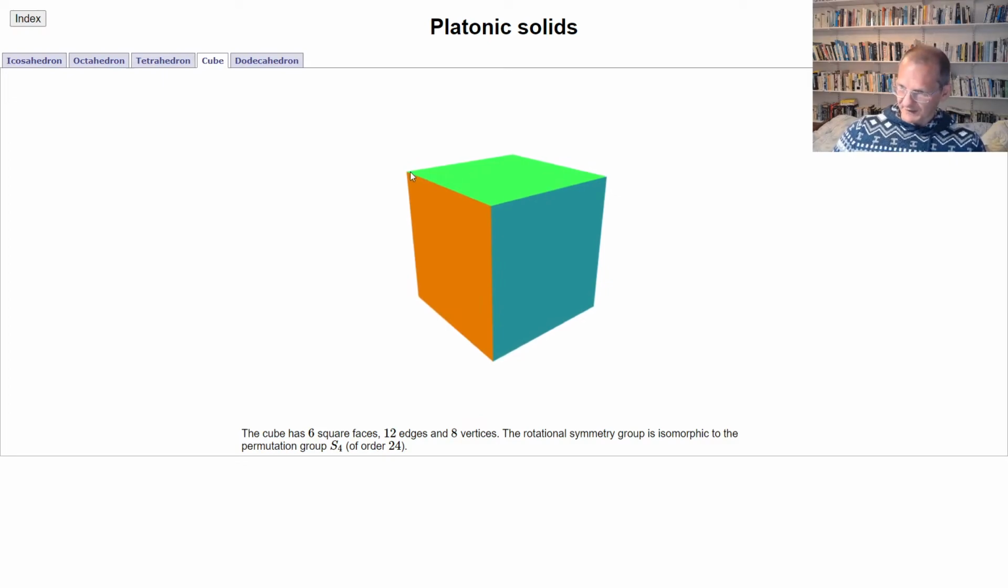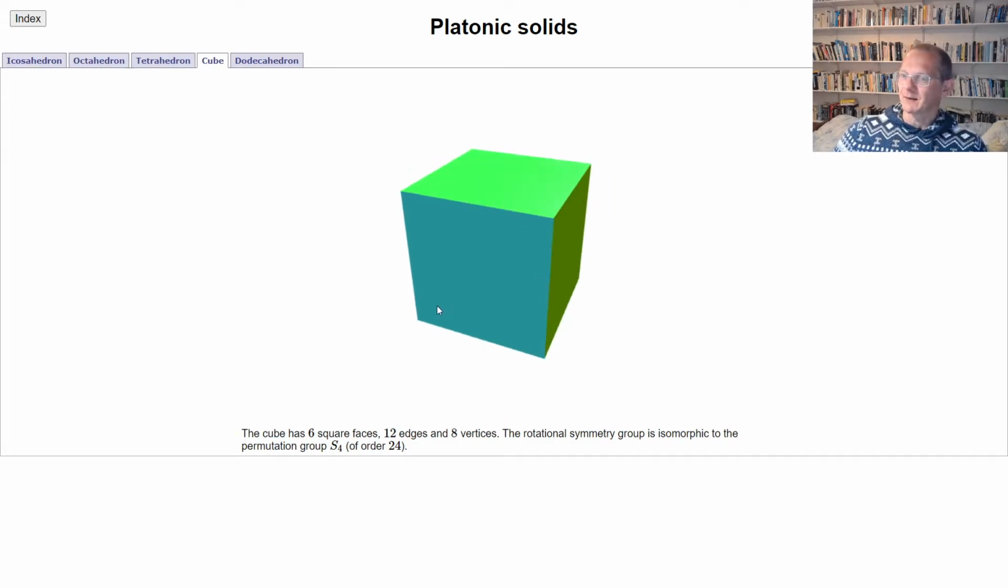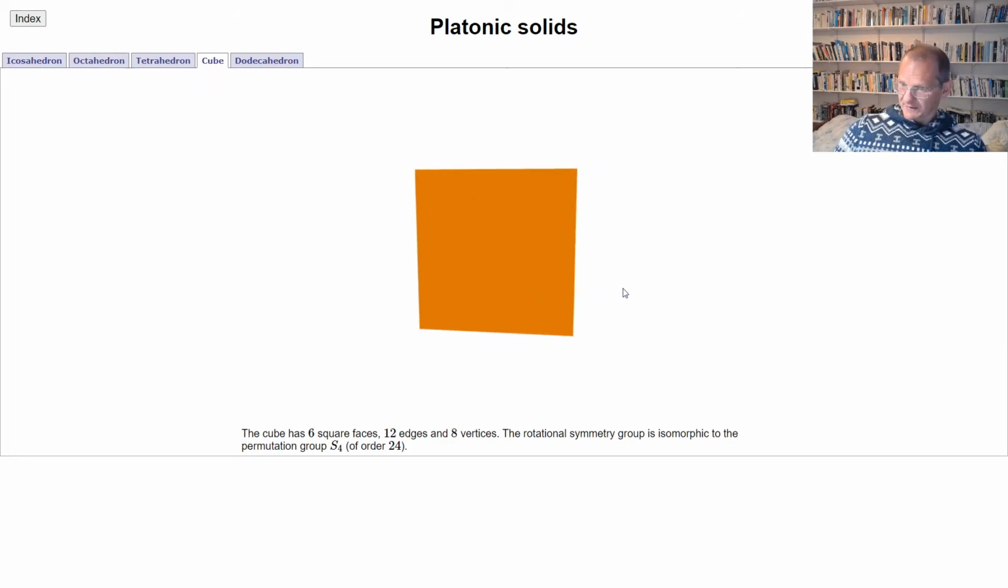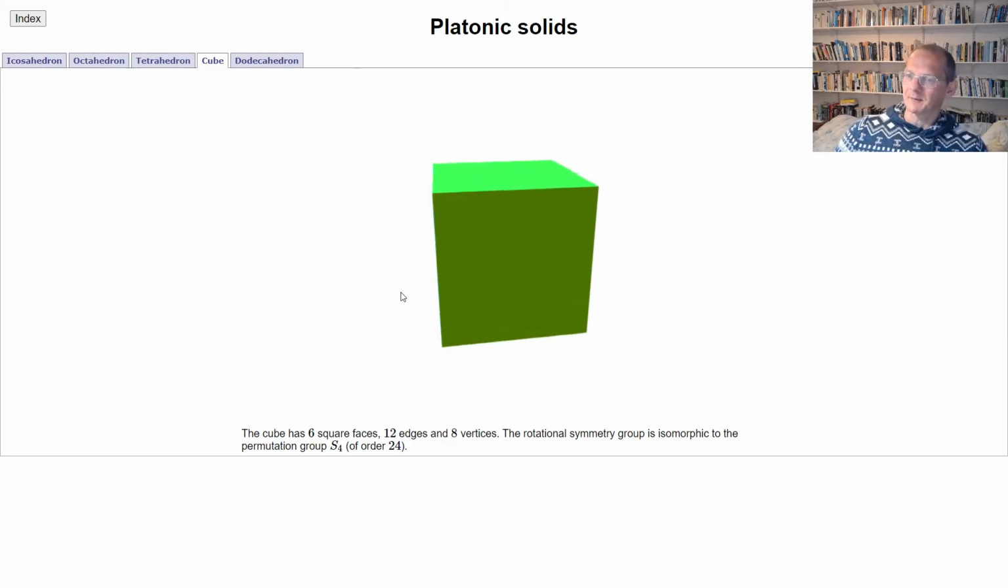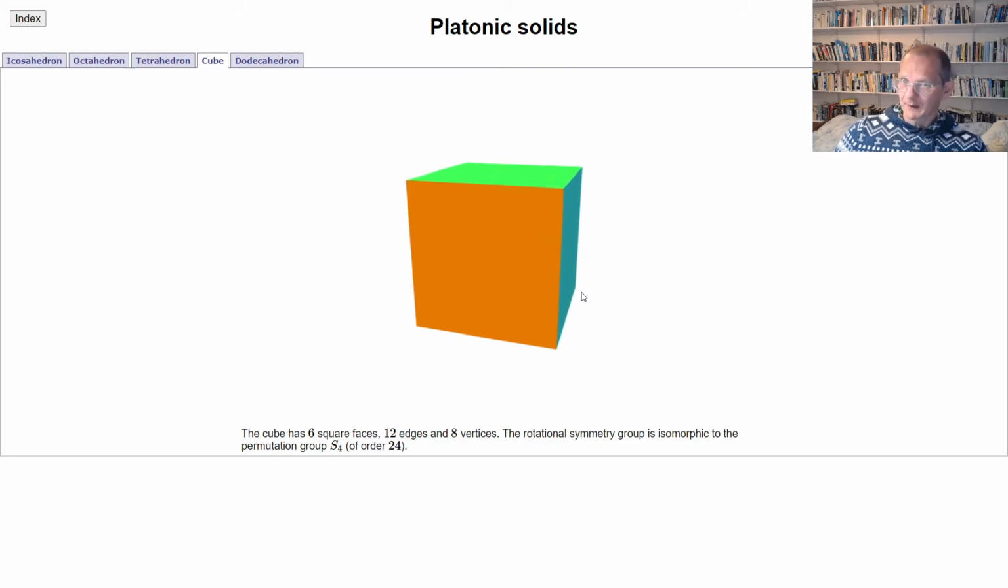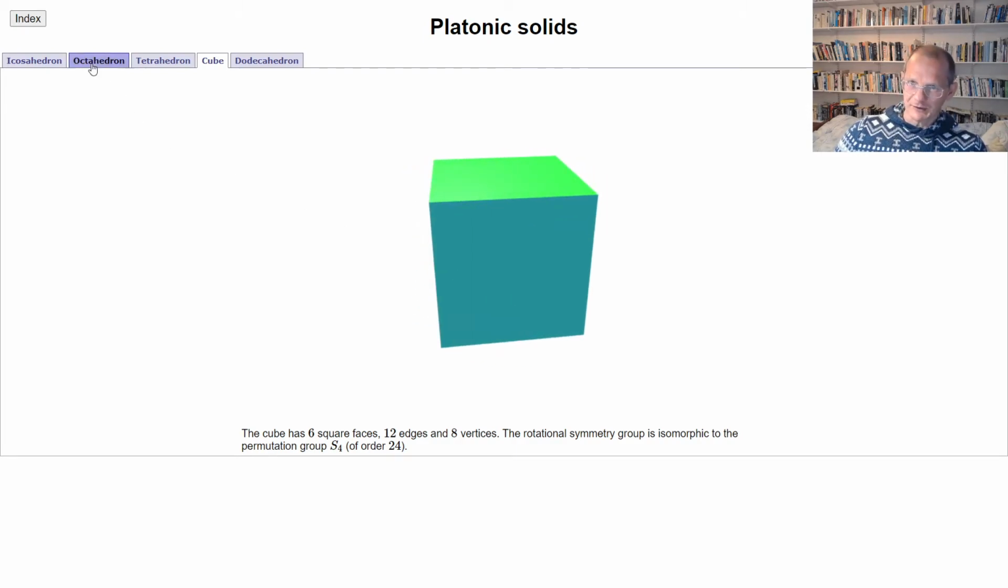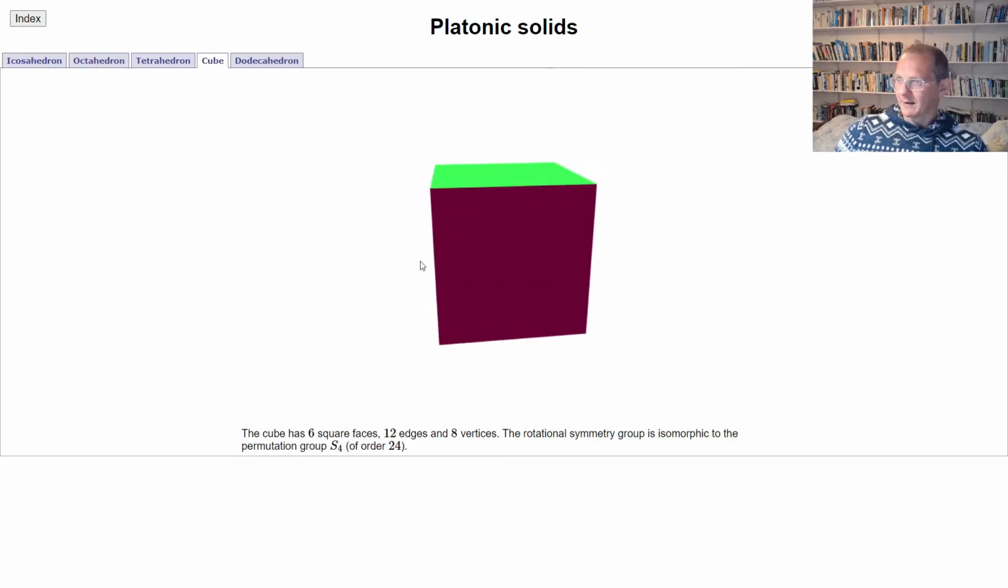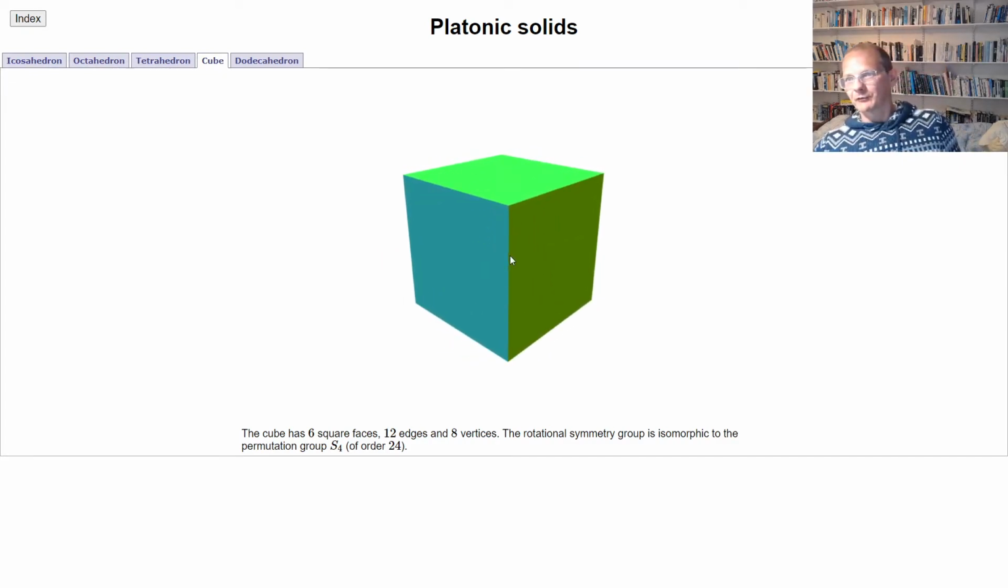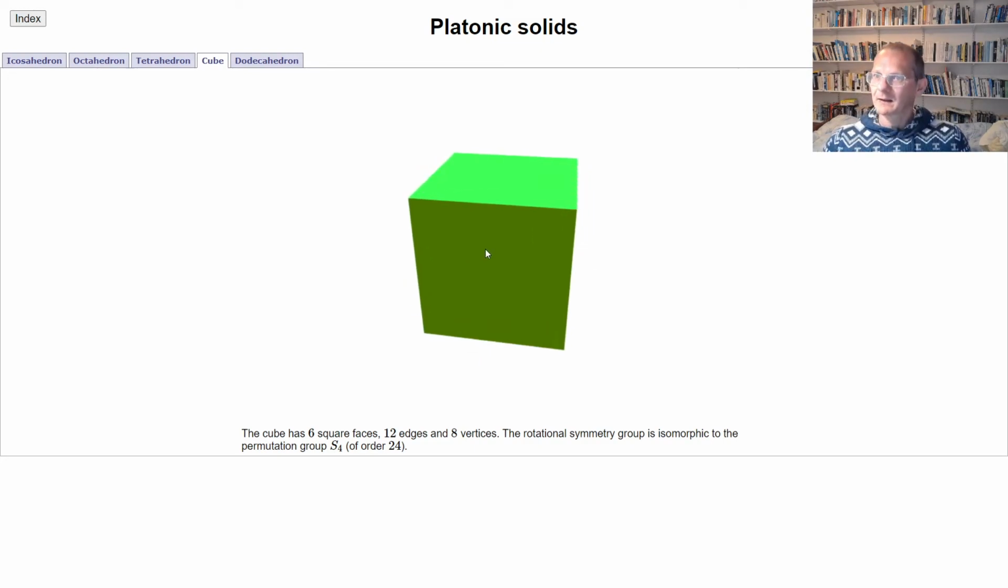or alternatively we can say there's 4 edges around the top, 4 edges around the bottom, and then 4 vertical edges from the top to the bottom, and that makes 12. Similarly, 4 vertices on the top, 4 vertices on the bottom, that's 8 vertices. In this case, the rotational symmetry group is again the permutation group S4 of order 24, exactly the same as for the octahedron, and later on we'll see a good explanation of why the cube and the octahedron should have exactly the same symmetries.